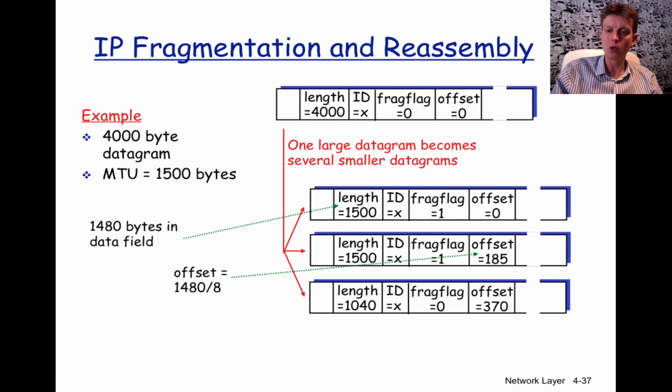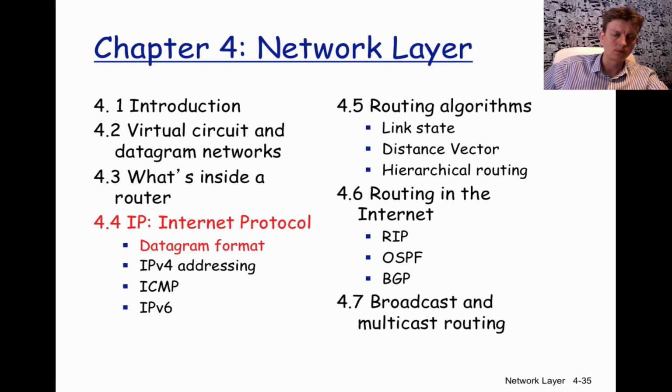If in the payload part of the first fragment we have 1480 bytes of data, it means that the offset for the next fragment would be 1480 bytes divided by 8, which equals 185.